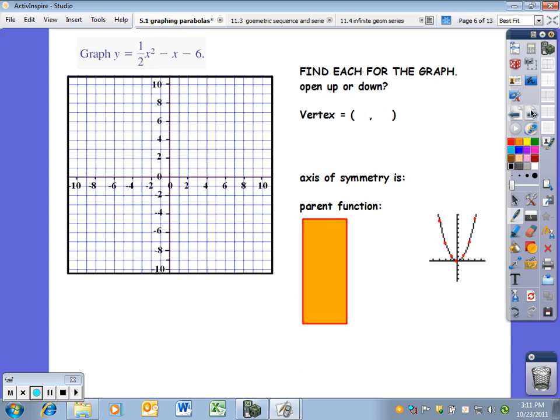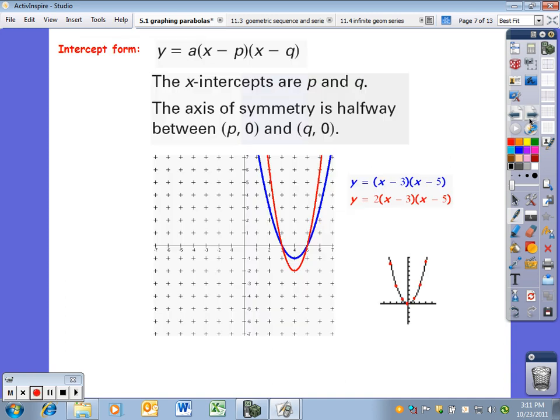Now let's try one last form, and that is called standard form. Here's one for us to try. In standard form, will this open up, or the same graph? Let's try our intercept form, the last form.